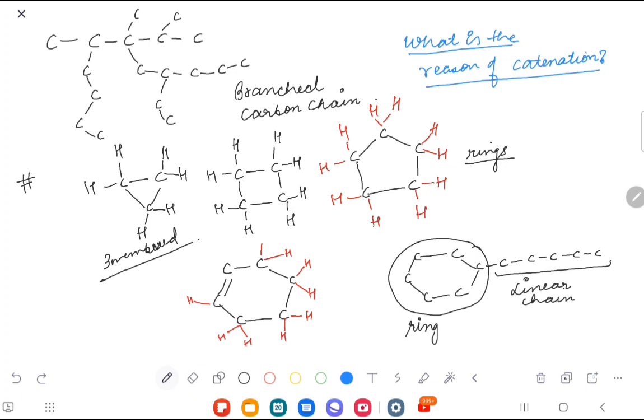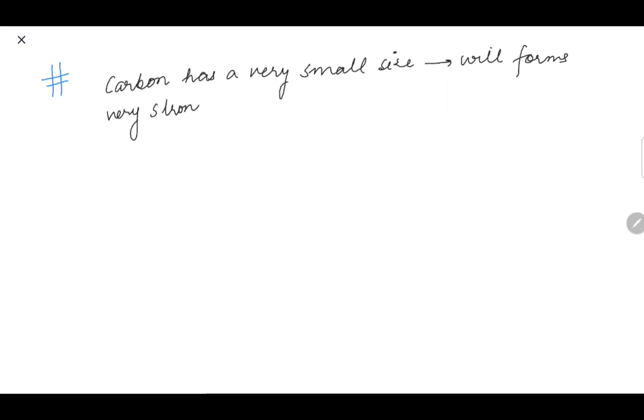So the reason here would be, just see, that small size. Carbon has a very small size. So because carbon has a very small size, what would that mean? That carbon, because of its small size, forms very strong bonds. Okay, so carbon has a very small size and it forms very strong bonds. And thereby the long bonds could be shared.